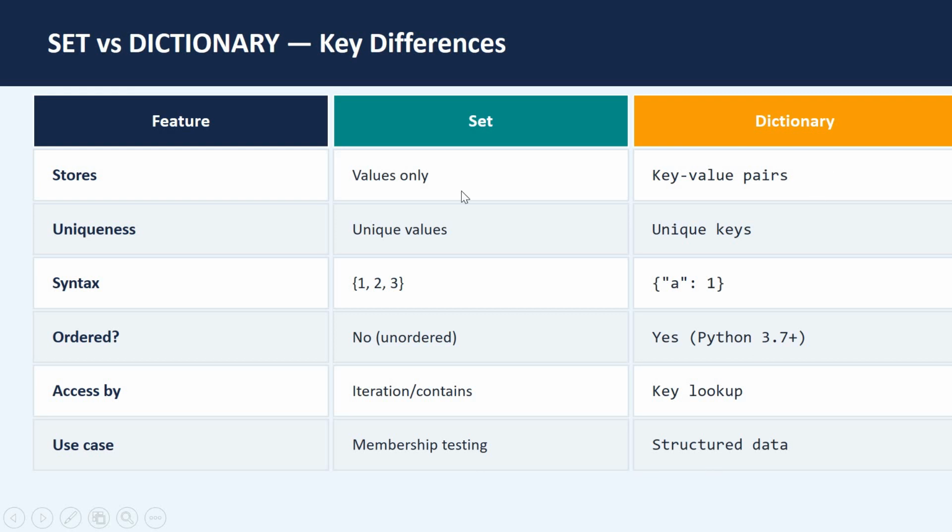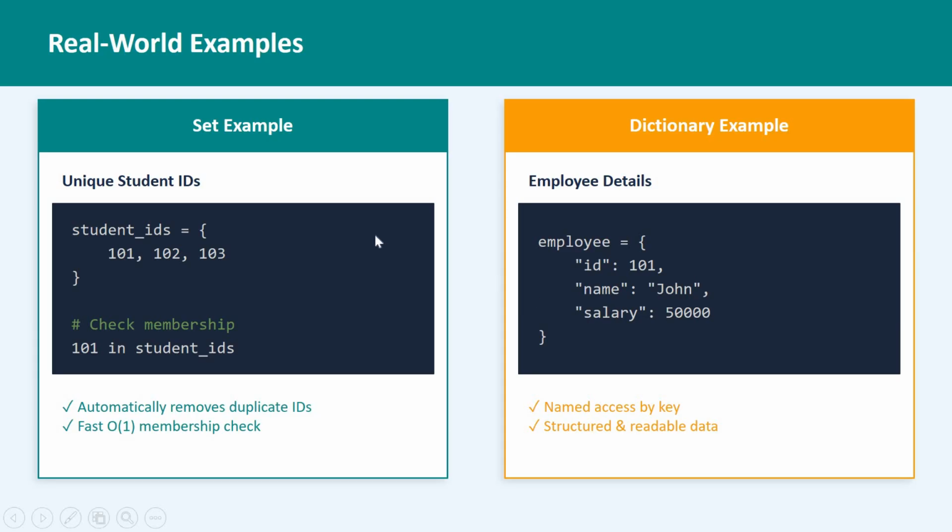For structured data, we go with the dictionary. These are some differences between set and dictionary. Now let's understand set and dictionary with a real-world scenario: when can we go with the set, and when can we go with the dictionary?